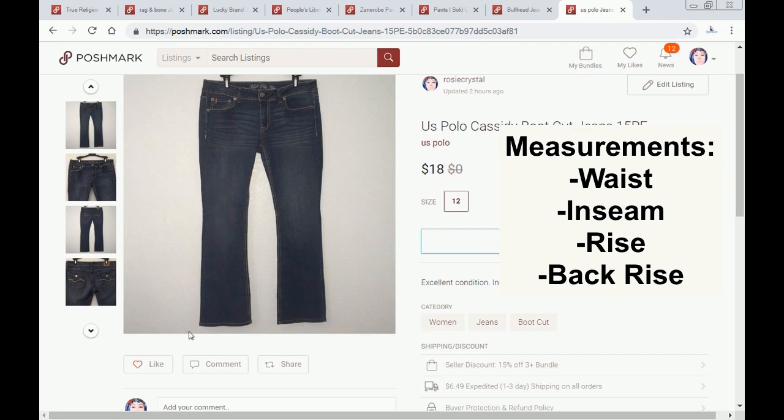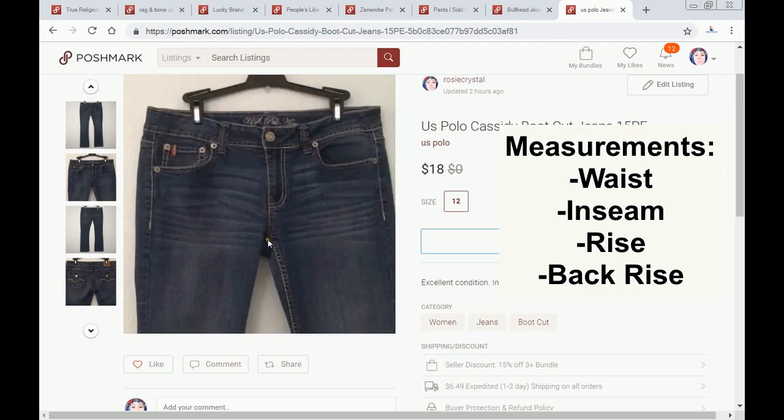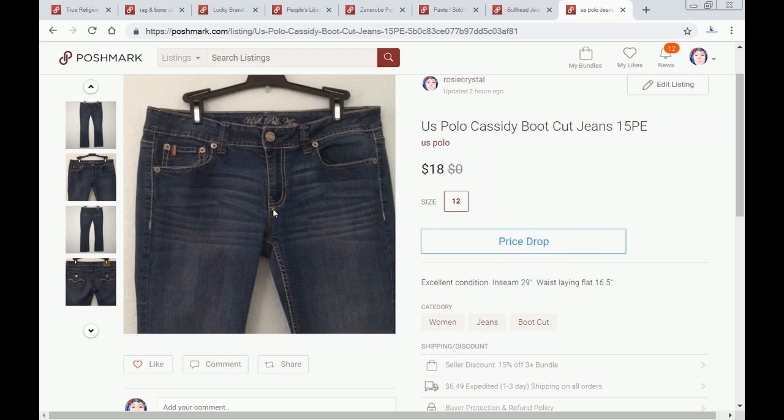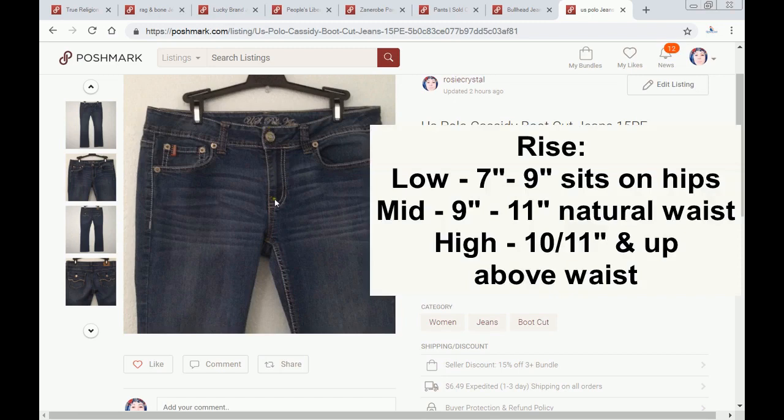The next thing that you might want to measure would be the rise. A lot of questions I get is for what is the rise of the jeans, and they'll usually ask you, are these high rise, are they low rise, mid rise, things like that. So to measure the rise, you do the same thing. You find the seam here where all the seams meet, and you measure from here all the way up to right above the button, and that is considered your rise.